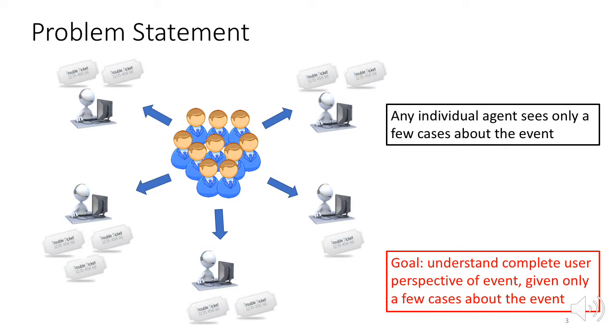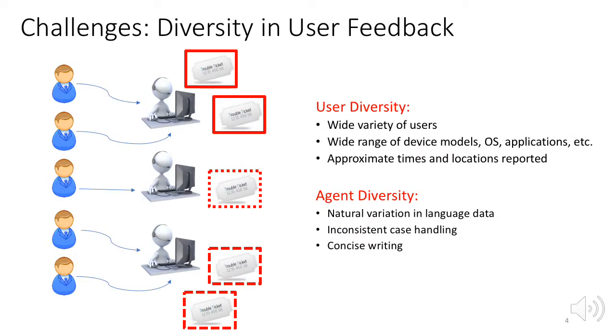Our problem is to identify the complete user perspective of an event with the few cases that an individual agent may be aware of. The problem of understanding user impact is naturally a machine learning problem, but the nature of the user feedback data makes it infeasible to directly apply standard techniques.